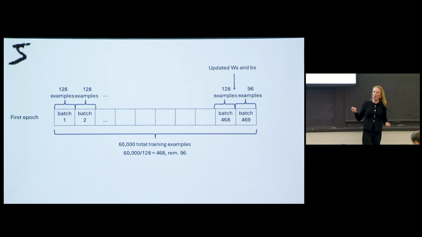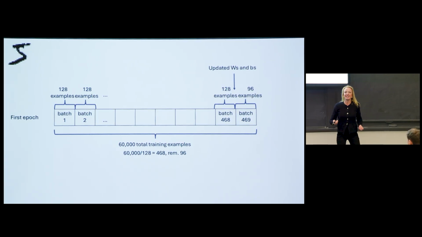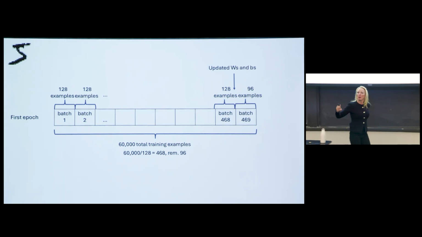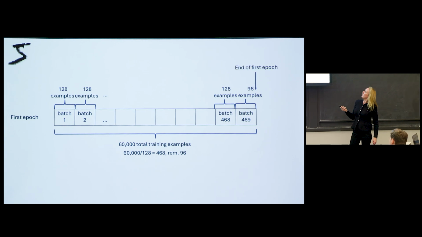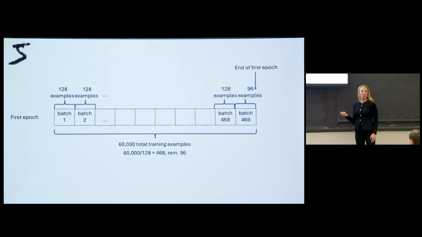We get to the last one, right? Make our prediction. This is a small batch. We only got, I guess, 96 examples in it. Doesn't matter. Run those forward, make our predictions, right? And come back, make our adjustments, right? And now we have come to the end of our first epoch of training.